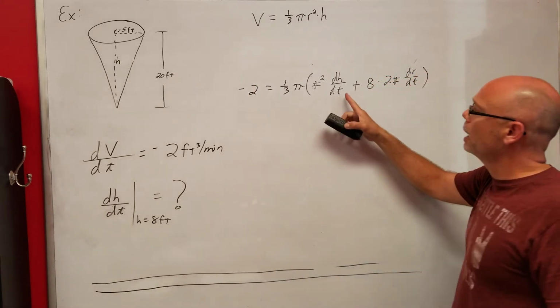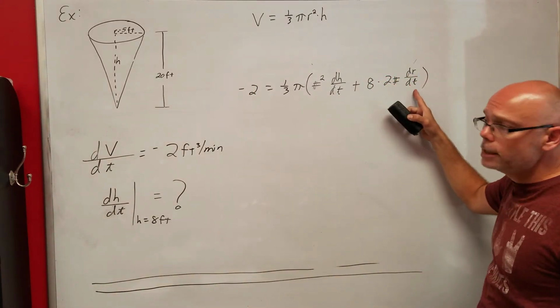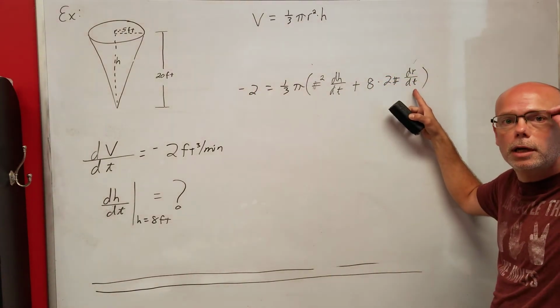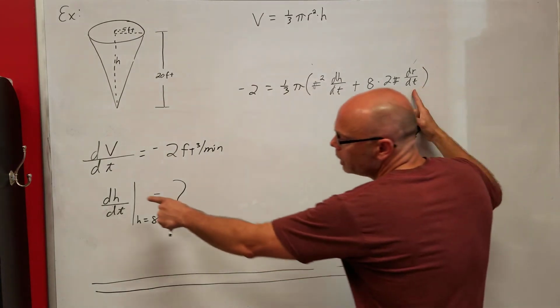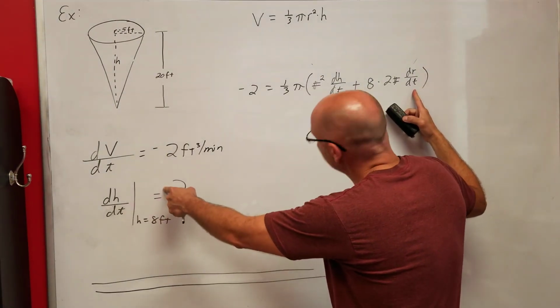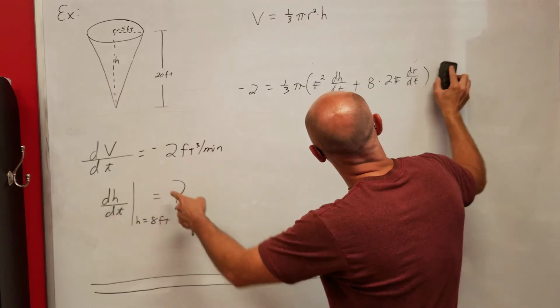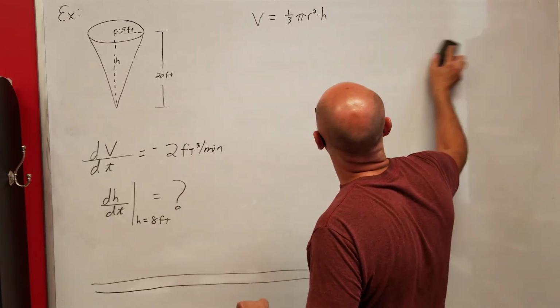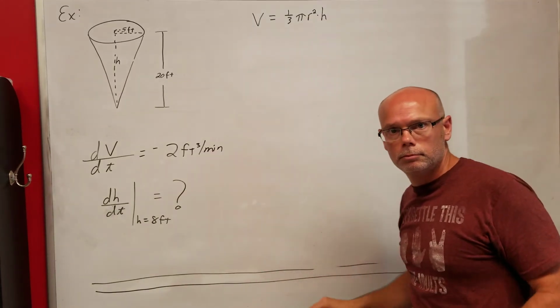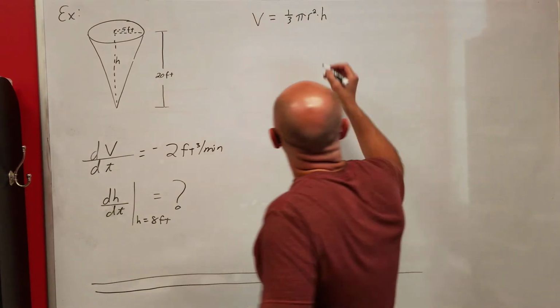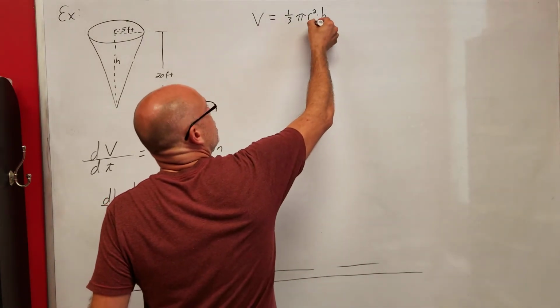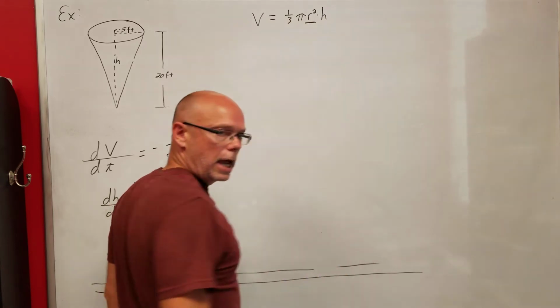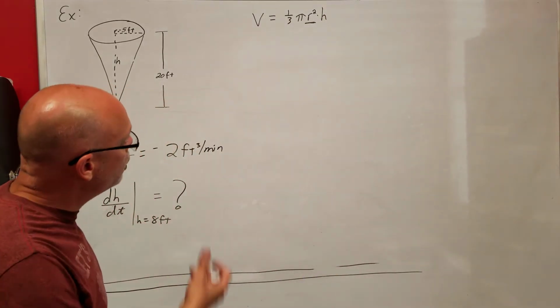What was the problem I had? dH over dt and dr over dt were unknown. Now, I want to keep dH over dt because I'm going to have to solve for it. The dr over dt, I'm going to find a way to get rid of that. So what I'm going to do is rewrite this r in terms of h somehow, to where h is my only variable.